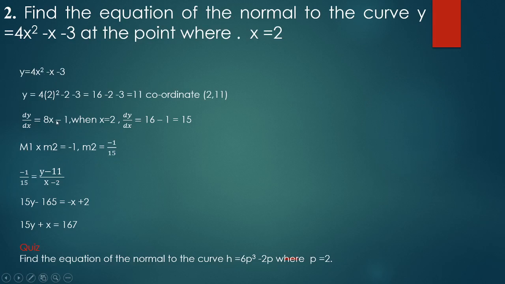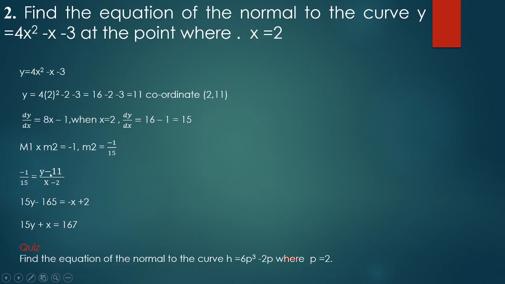Therefore, we are able to find the gradient of the curve at the point, which is equal to the gradient of the tangent. We substitute our x equals 2 here, it becomes 16 minus 1, which is 15. So the gradient at that point is 15, that's the gradient of the tangent. And we know m1 times m2 equals negative 1, so 15 times m2 equals negative 1, and m2 will be negative 1 divided by 15.